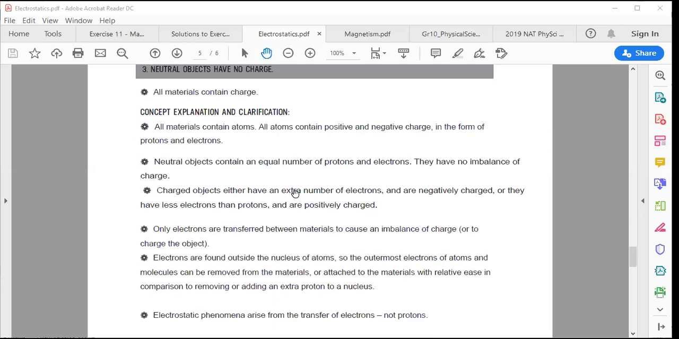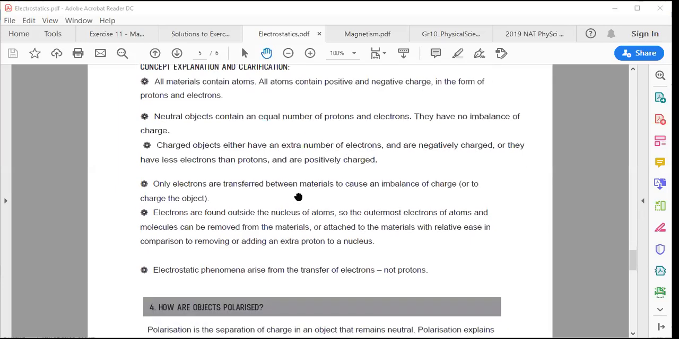Charged objects either have an extra number of electrons and are negatively charged, or they have fewer electrons than protons. Neutral is the same number of protons and electrons. Only electrons are transferred between materials to cause an imbalance, right? So when you look at an atom, what moves is the electrons, not the protons. When an object becomes charged, either electrons have been added or electrons have been removed.